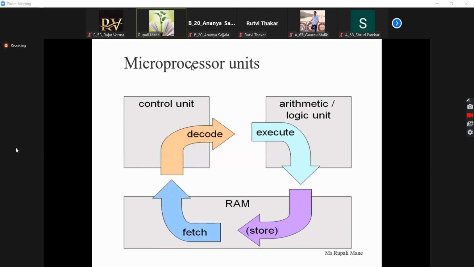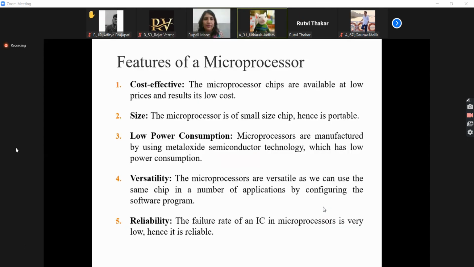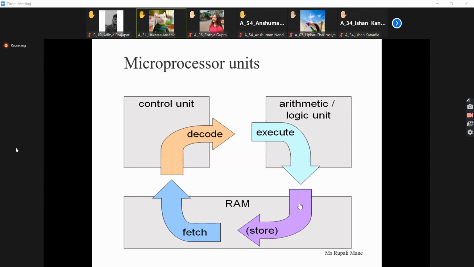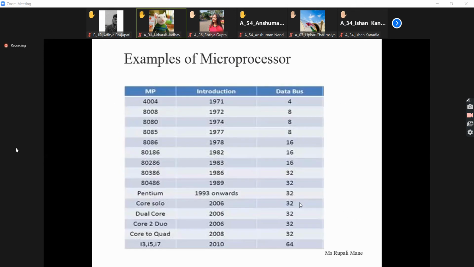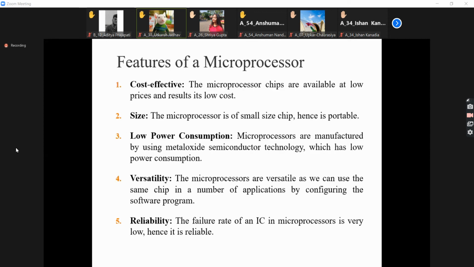Shall we start? Yes, ma'am, we can. Yes, Ruthvi ma'am, shall we start? Yes. Is everyone here now at their places? Please raise your hands. Yes, ma'am. Shall I continue? Yes.